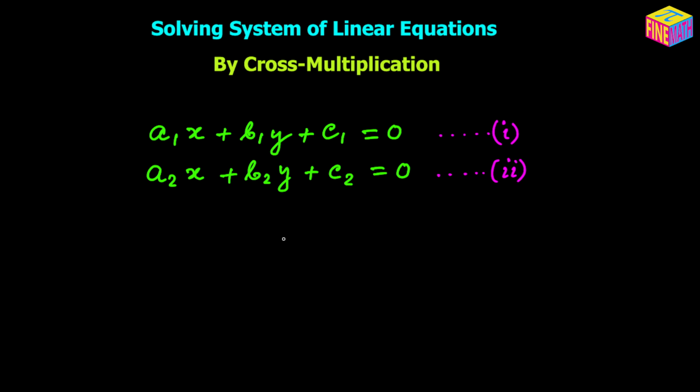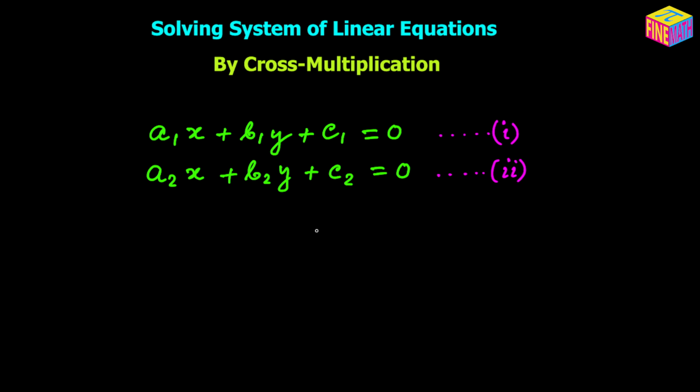So in this method, our equations need to look like this. Everything should be on the left hand side, and on the right hand side we'll keep 0, right? So suppose we have two generic linear equations like this. First equation is a sub 1 times x plus b sub 1 times y plus c sub 1 is equal to 0, and the second equation is a sub 2 times x plus b sub 2 times y plus c sub 2 is equal to 0.